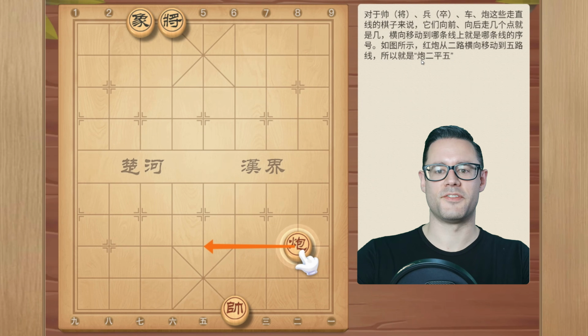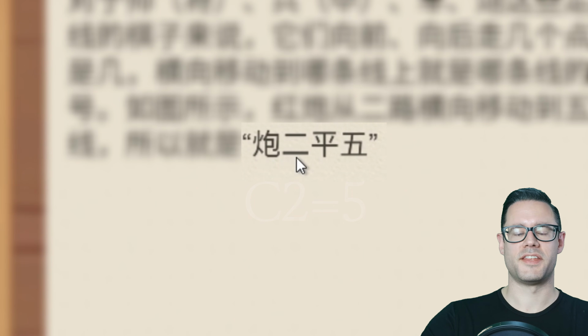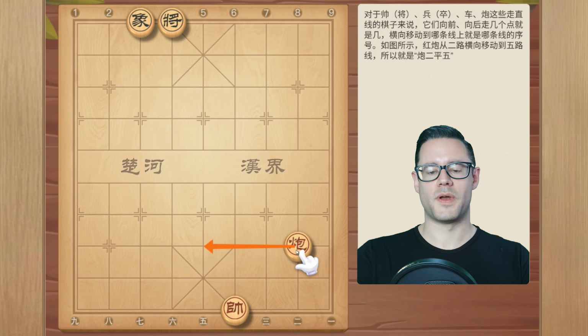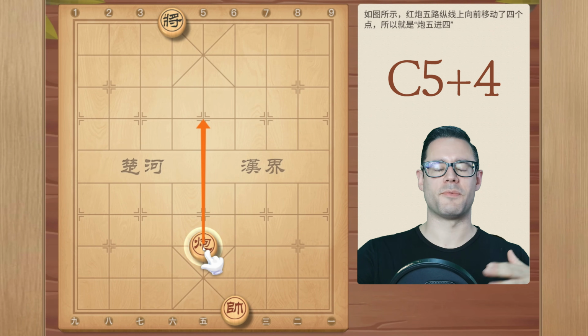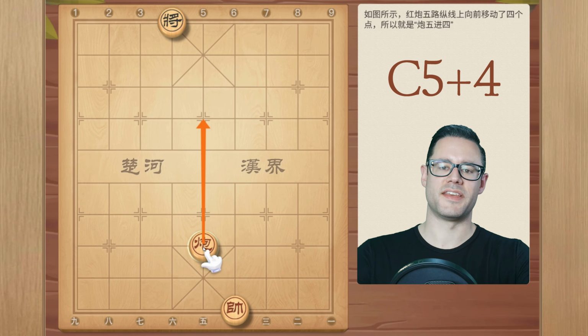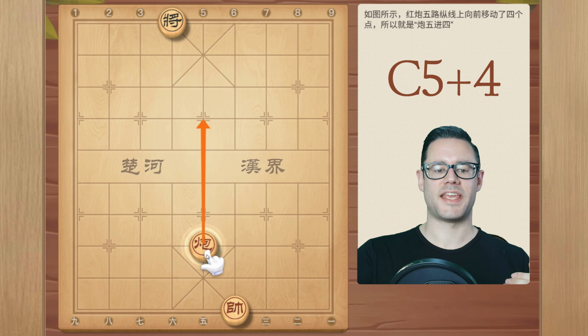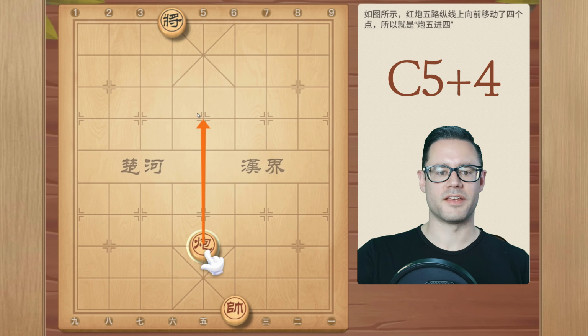In the Chinese characters, it looks like this. We've got the cannon symbol, the Chinese character for 2, the character for sideways motion, and the character for 5. C2 sideways 5. Or in the Western notation, C2 equals 5. Now, if a piece moves forward, you don't indicate what file number it goes to because it's staying on the same file. You just indicate the number of spaces that it moves. So in this case, we've got cannon, or C, advances forward plus 1, 2, 3, 4 spaces. C5 plus 4.